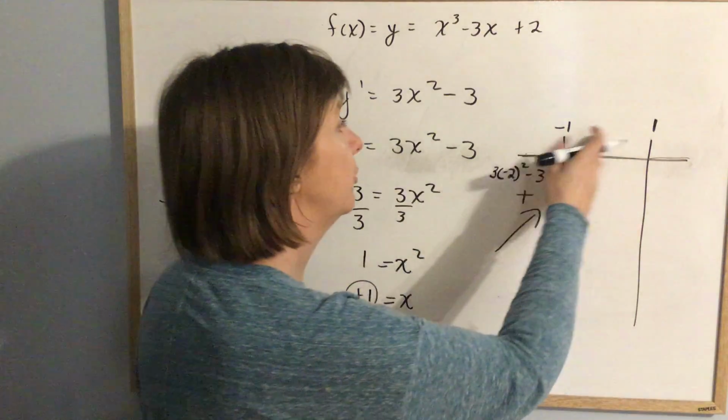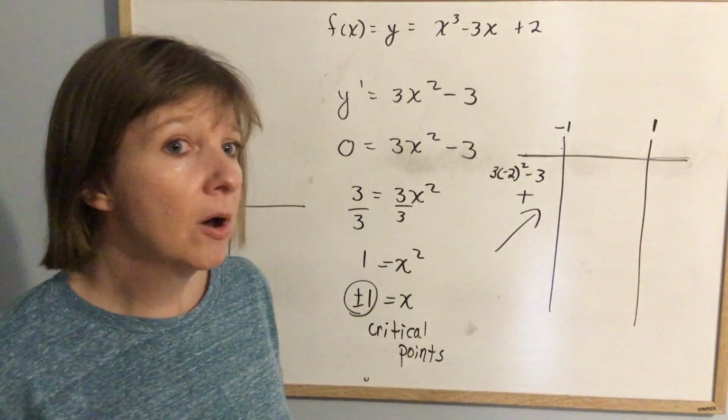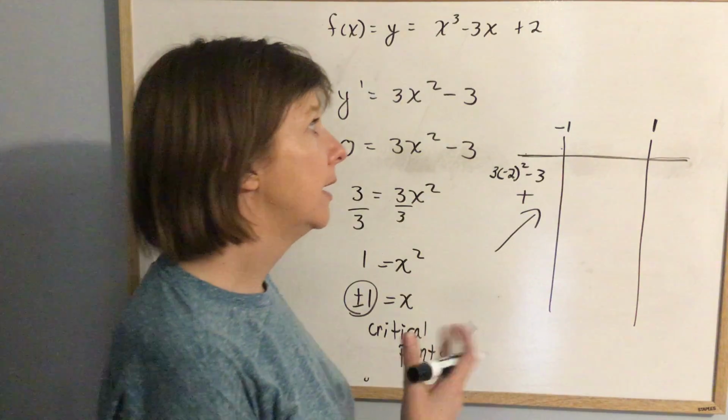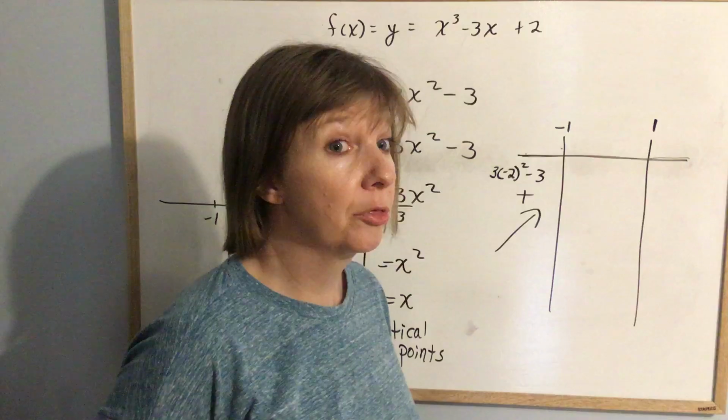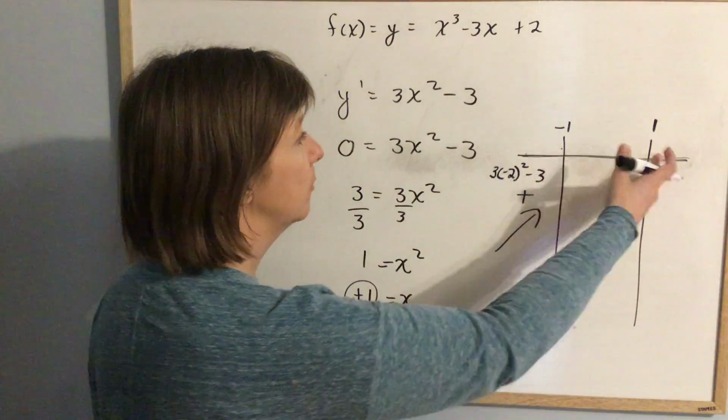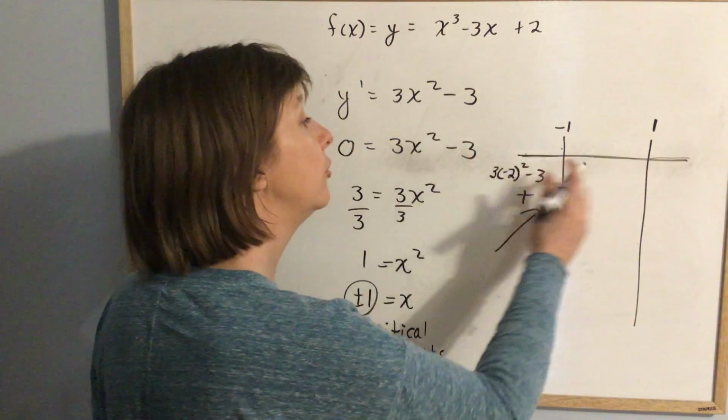So now I'm going to check between -1 and 1. Any number I want, as long as it's between -1 and 1. I can pick -0.5437 if I want, but I'm going to choose 0 because that's between -1 and 1. I'm going to put it into the derivative.